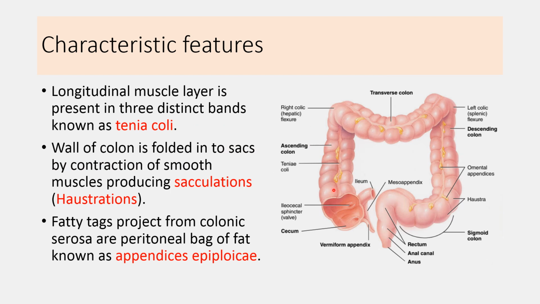The wall of the large intestine contains a muscularis externa with circular muscle fibers as well as longitudinal muscle fibers. The longitudinal muscle fibers are present in three distinct bands in the large intestine, known as taenia coli. The wall of the colon is folded into sacs by contraction of the smooth muscle, which produces sacculation, also known as haustra. Fatty tags which project from the colonic serosa are peritoneal bags of fat known as appendices epiploicae.